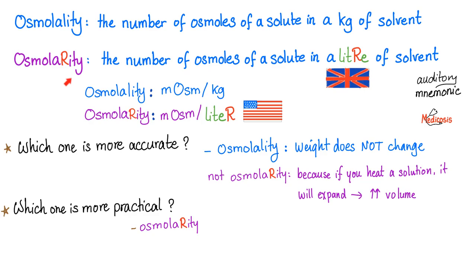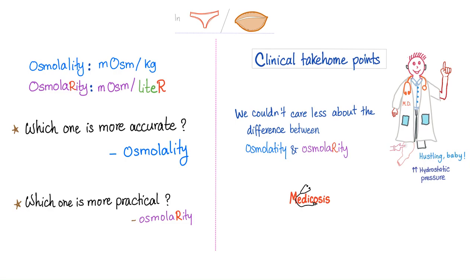Osmolality versus osmolarity. Not that I care, but if you want to memorize it, okay, osmolarity is per liter. So osmolality is per kilogram of water. Osmolarity is per liter of water. The great thing about this mnemonic is that it works across cultures. So let's recap. Osmolality per kilogram, osmolarity per liter.